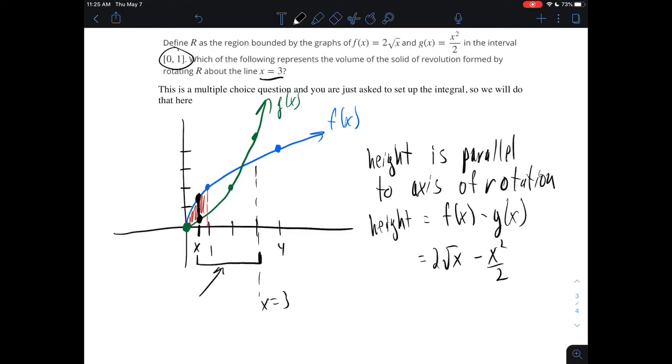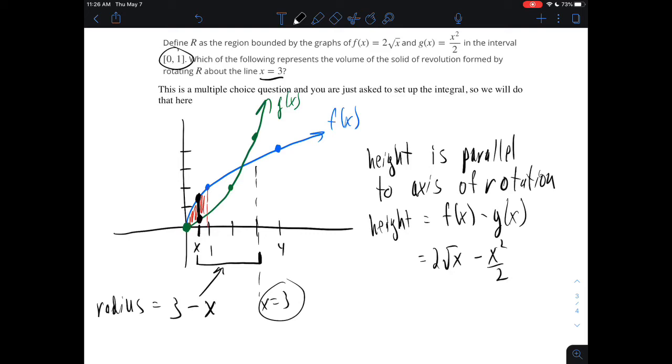Exact same concepts that we saw in the previous section. The radius is also going to use subtraction. And remember, we use greater minus lesser. So when you're comparing the x value that's between 0 and 1 and the axis of rotation, which is x equals 3, 3 is always going to be greater than whatever number is between 0 and 1. So there's only one way to find the radius here. It's taking the greater number, which is 3, minus the lesser number, which is some value x between 0 and 1.